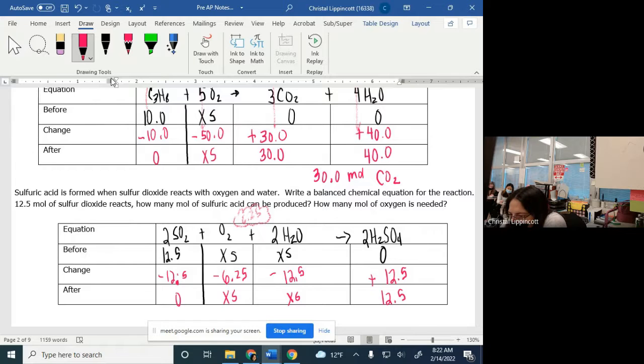They asked us how many moles of oxygen are needed. That's going to be right here. That's how much oxygen you need. So you're going to need 6.25 moles of oxygen. What do you think? Is that doable? That's all we're going to do today for these.